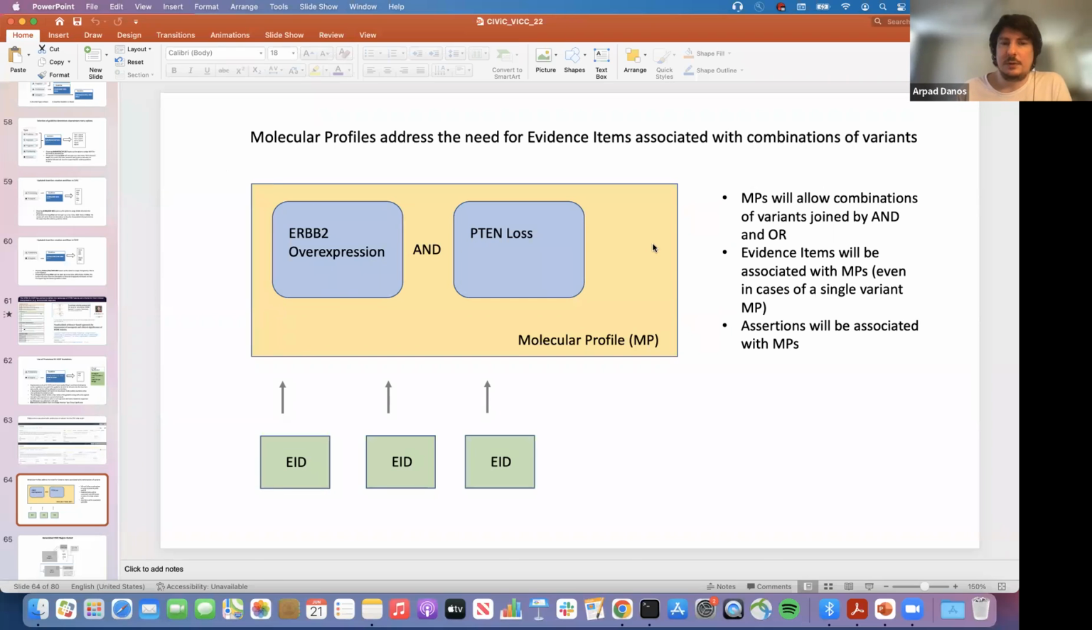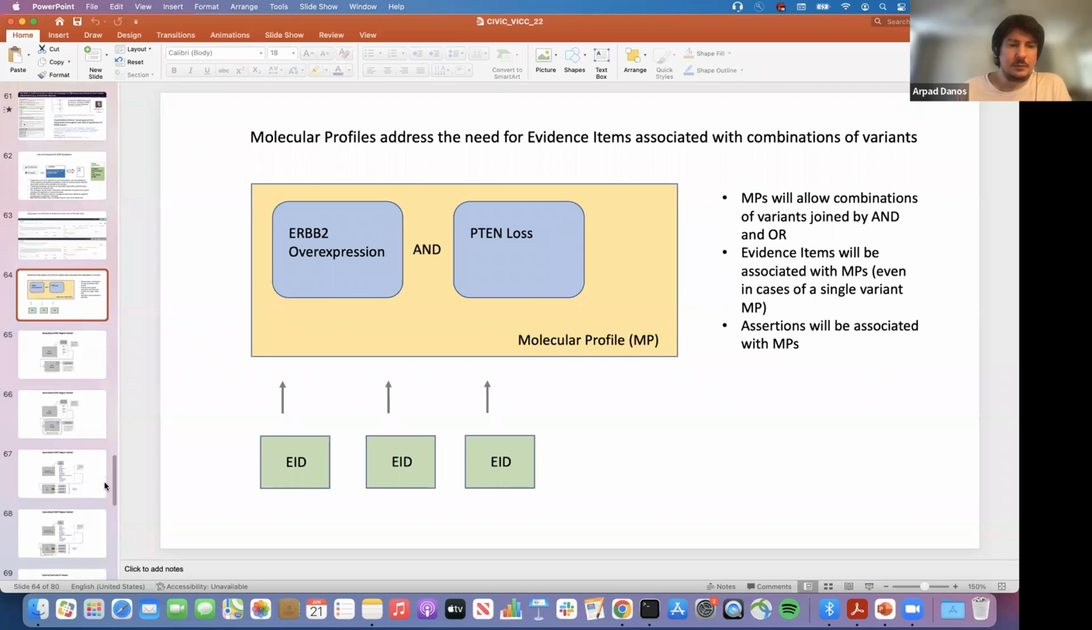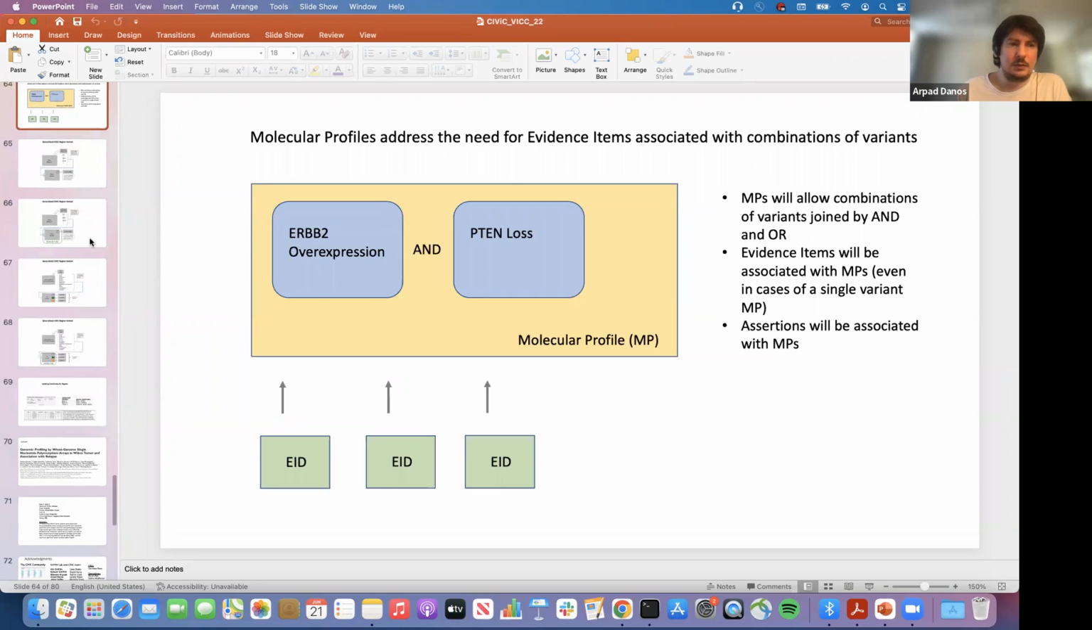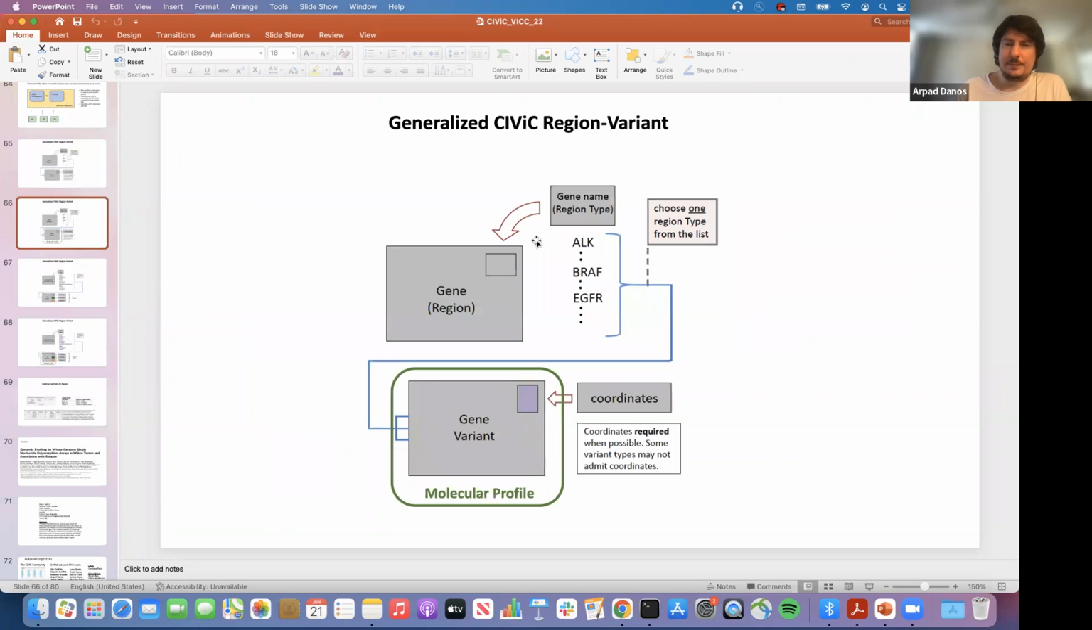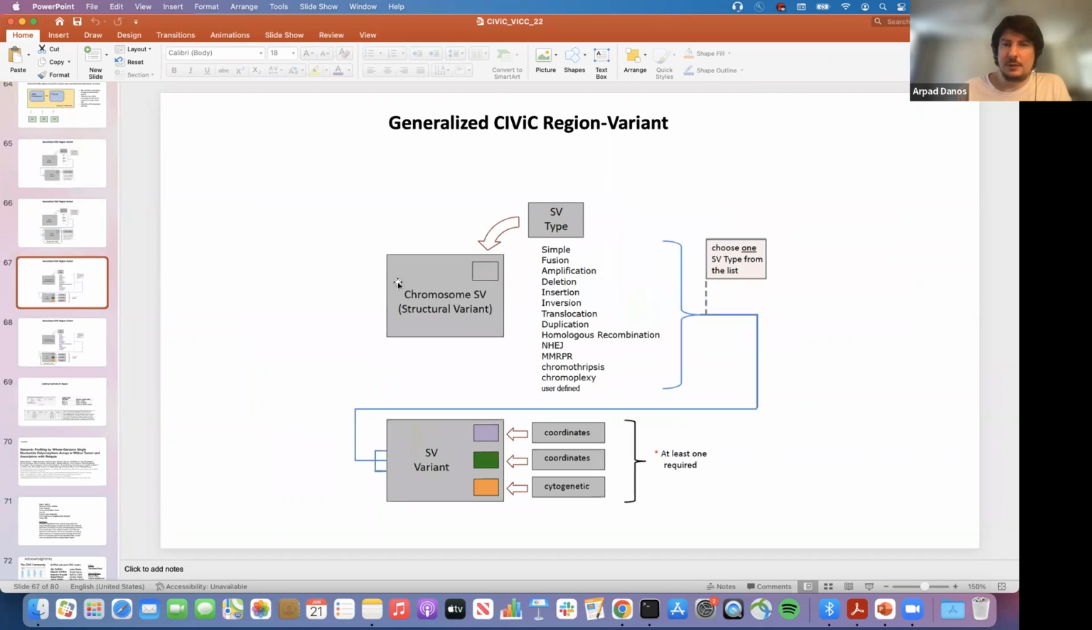But we want to start to just come up with long combinations of variants, put them into a molecular profile, and the evidence is now associated with the molecular profile. And for single variant evidence items like EGFR L858R, that would just be a molecular profile containing one single variant. And we're also working to expand to this notion of not just genes, but being able to look at regions, and maybe associate more complex variant types to that.